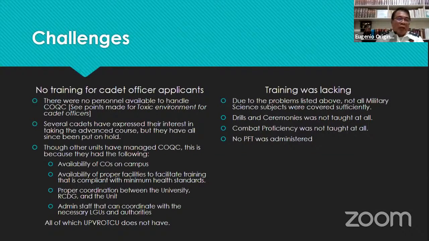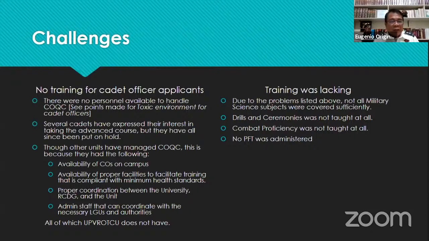Besides, there were no personnel available to handle COQC or Cadet Officer Qualifying Course. Several cadets have expressed their interest in taking the advanced course, but they have all since been put on hold because of the situation. The other units in Iloilo have managed COQC.